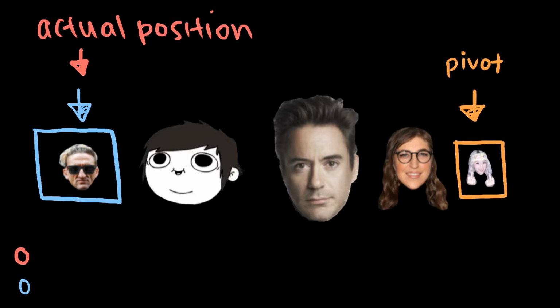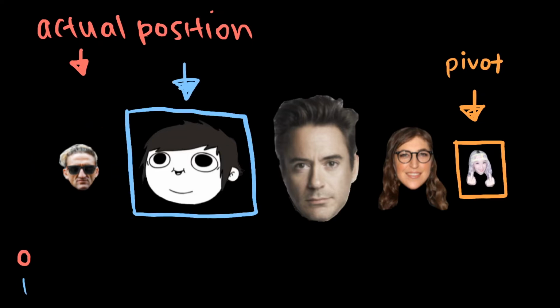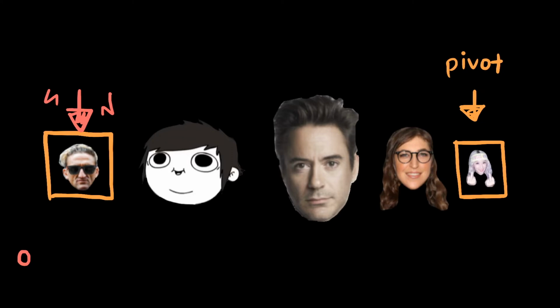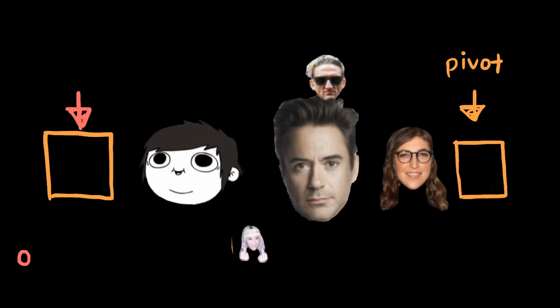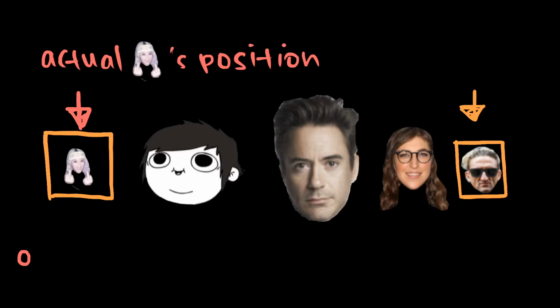Then we compare each of the heads. If the head is bigger than the pivot, or the last head, we don't do anything, we just go to the next, and the next, and the next. Okay, now we know the pivot is the smallest, and we move it to the front. Ta-da! So that's the actual position of the last head.